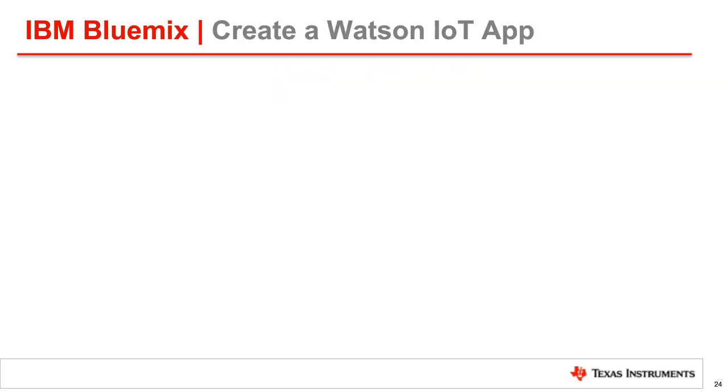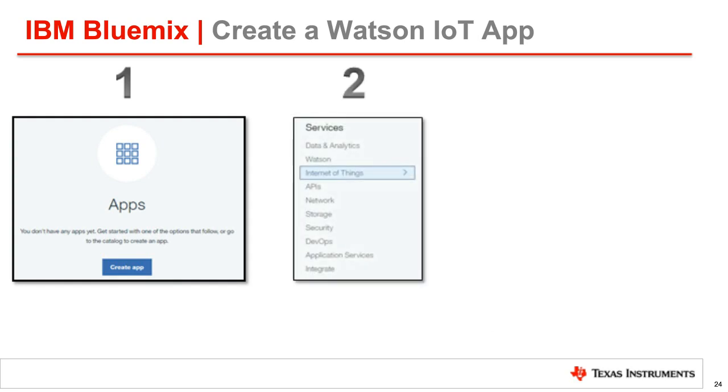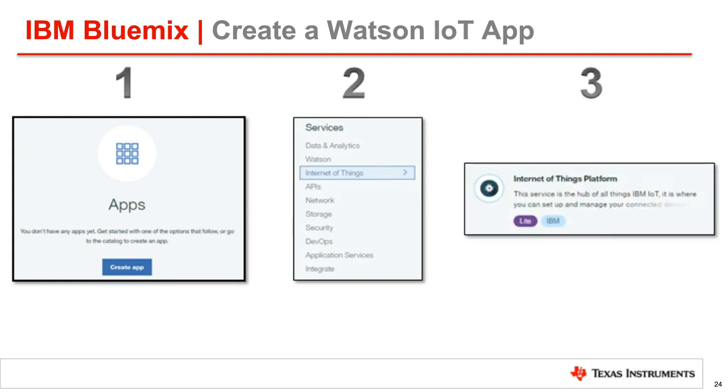Once the account is set up, the first thing we're going to do is create a new application. When we hit Create App, we'll be shown a couple different options for services that this application can use. In this list, we'll choose Internet of Things. And finally, we'll get to choose which type of Internet of Things service we'll want to use, and we'll choose Internet of Things Platform. This is going to be our Watson IoT app that the Wi-Fi gateway directly connects to.